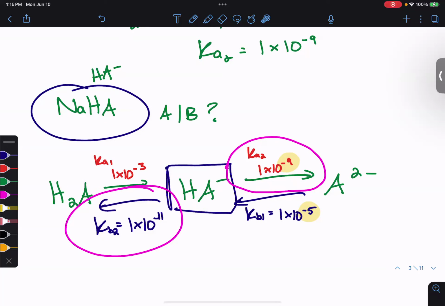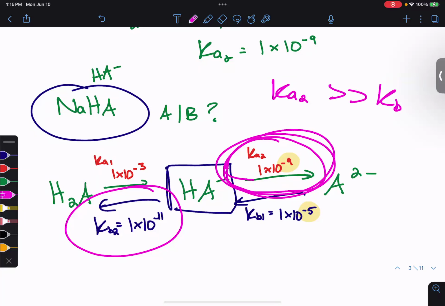Based upon the numbers, base. No, acid, because this is the bigger number. So yeah, HA minus, because Ka2 is larger than Kb2, this thing is going to act as an acid. So that one's trickier, where I have a diprotic acid, but I'm putting in a substance that can act as both an acid or base, but I need to choose the correct one.